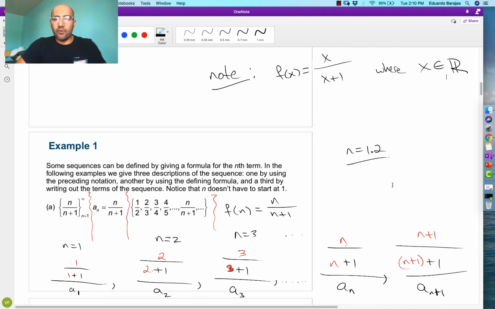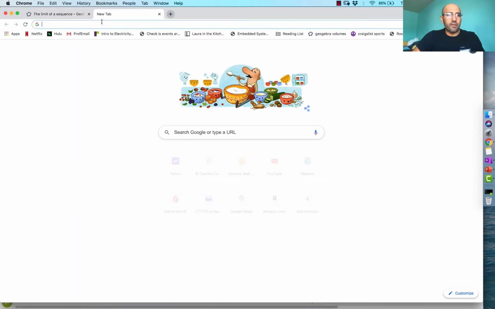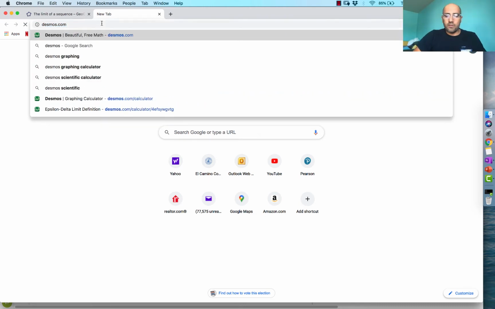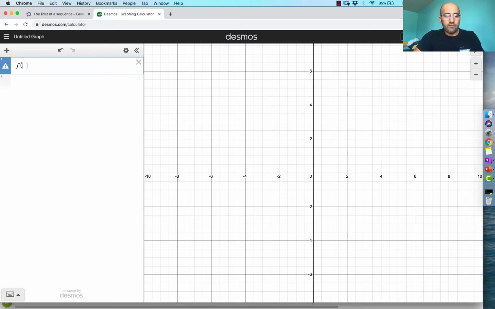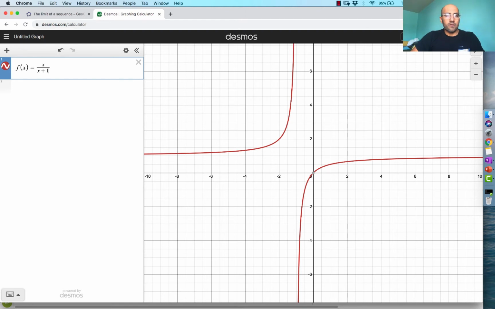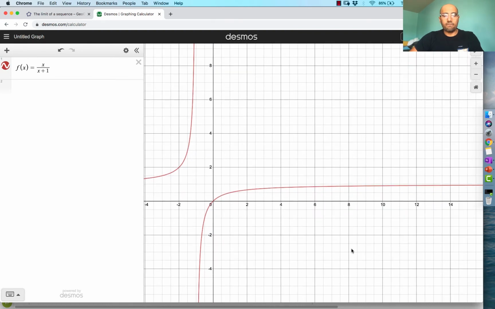So let's look at a graph to point that out. Let's go to Desmos, desmos.com, Graphing. So f of x equals x divided by x plus 1. Looks like that. This is where x is all real numbers, and of course we have a vertical asymptote at x equals -1. But let's just focus on the positive, since we're looking at integer values, counting numbers. So that's these over here.